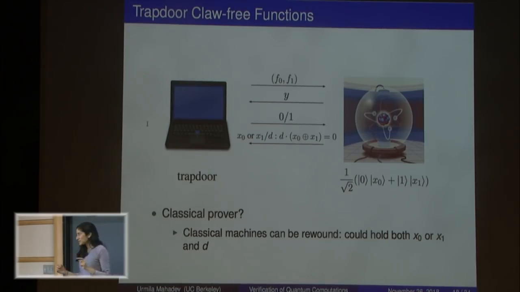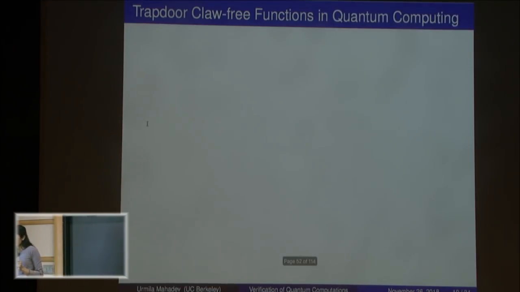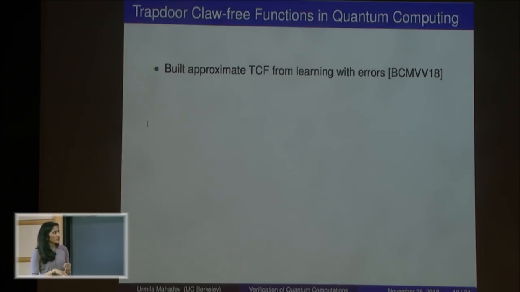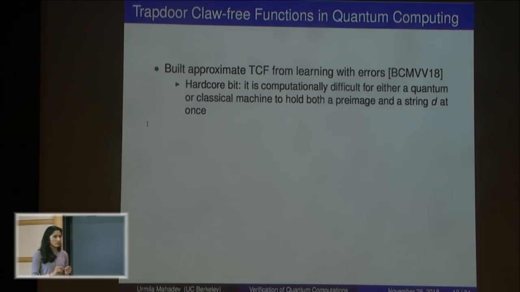So now let me formalize what I mean, like why this is hard for a classical computer. In this joint paper that I mentioned earlier, we built an approximate trapdoor claw-free function from learning with errors. And we use this construction to formalize the hardness of holding both the string D and the pre-image at once. So we showed that if a quantum or classical machine could hold both a pre-image and a string D, which satisfies this equation, then it is essentially breaking the claw-free property.